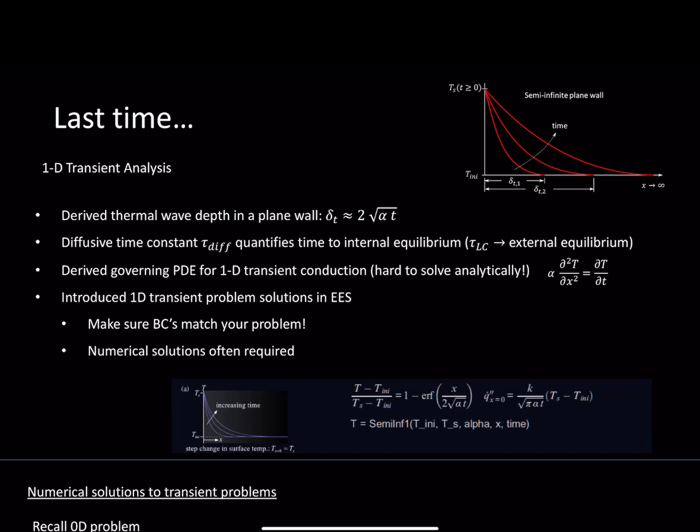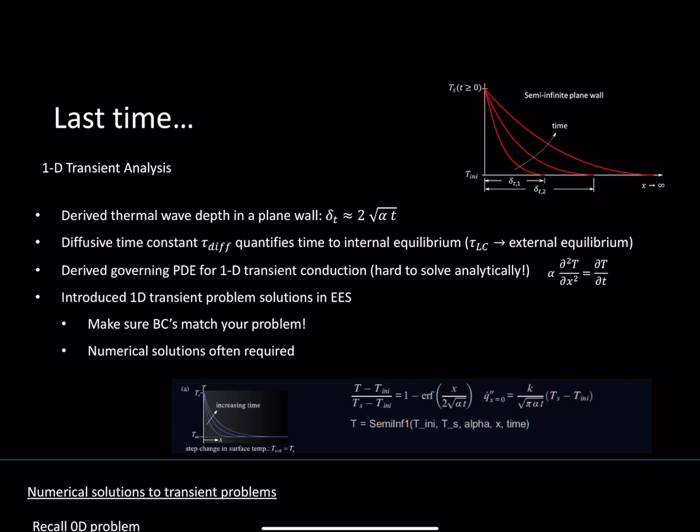The diffusive time constant quantifies the amount of time that it takes for internal equilibrium to be achieved. So if there's a disturbance in the surface temperature or in the surroundings, the amount of time that it takes for the internal conduction problem to settle down is described by tau diff. The governing partial differential equation for 1D transient conduction was something that we derived.